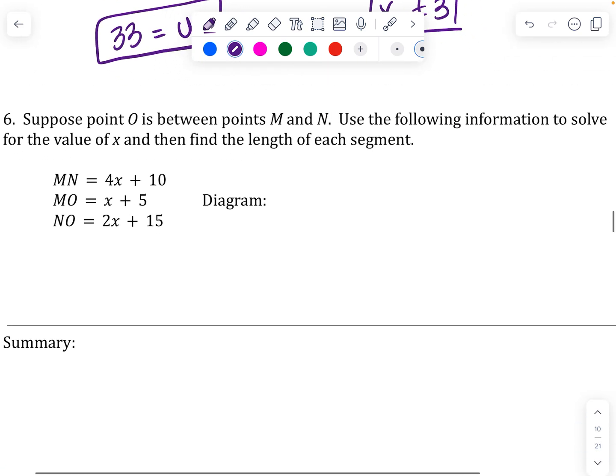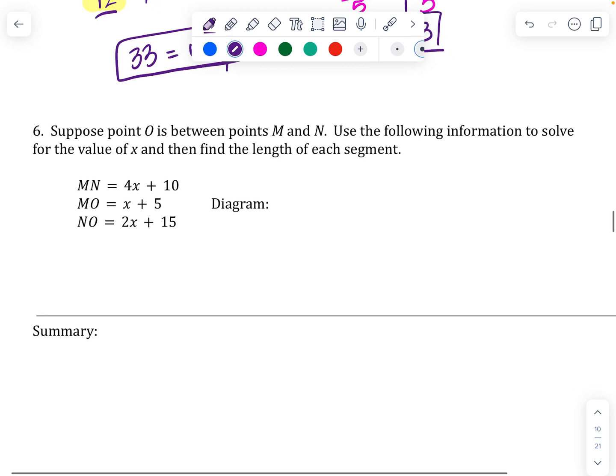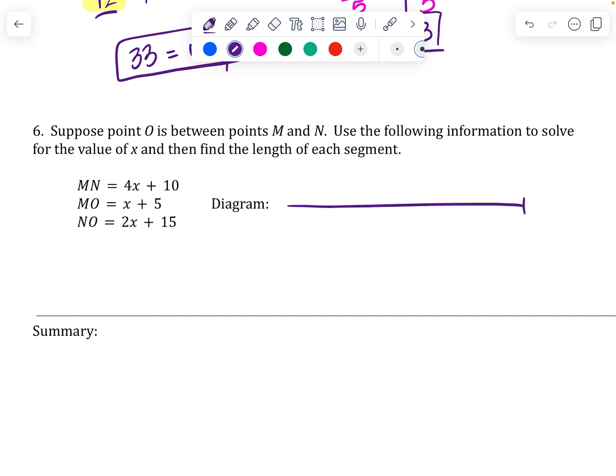Okay, one more. Suppose O is between points M and N. Let's draw that diagram first. So we've got M and O and N. So O is between M and N. Use the following information to solve for the value.